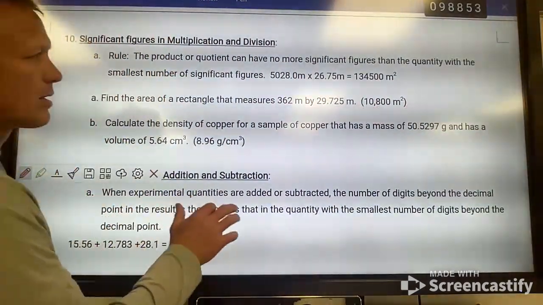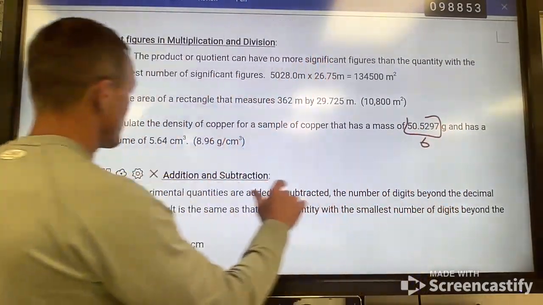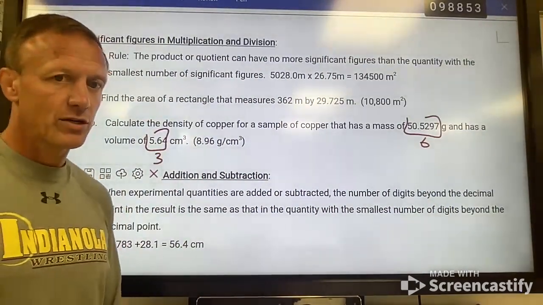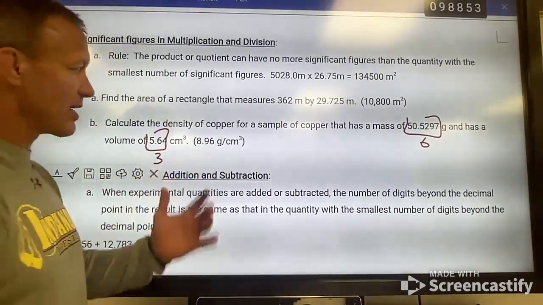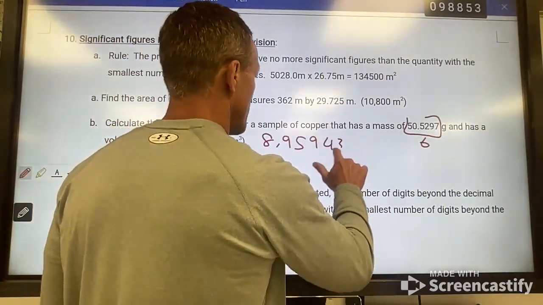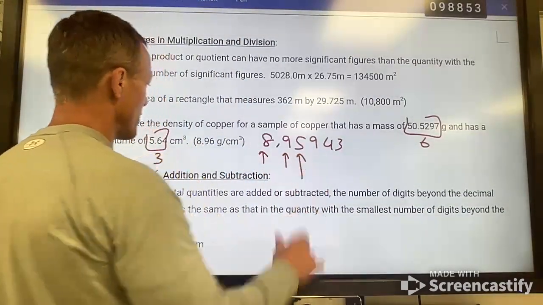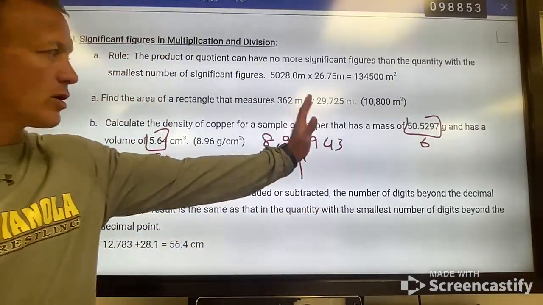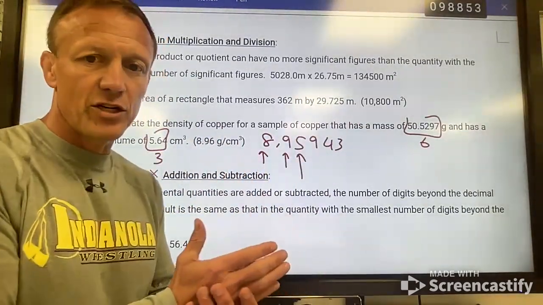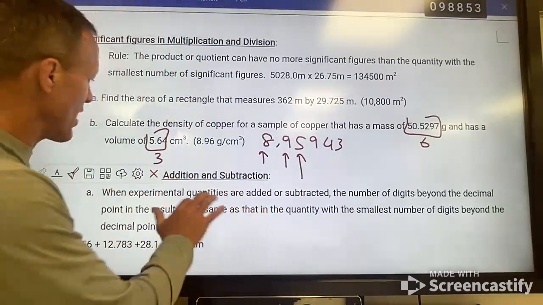All right. This one, if we're dividing this, which has 6 sig figs, by this, which has 3 sig figs, our answer needs to have 3 significant figures. So this might have come out to be like 8.95943. Well, 1, 2, we need to round to the third digit. This becomes a 6. Those are gone. That'd be our 3 sig figs. So multiplication, division, round to the least number of sig figs in the numbers we're multiplying or dividing.